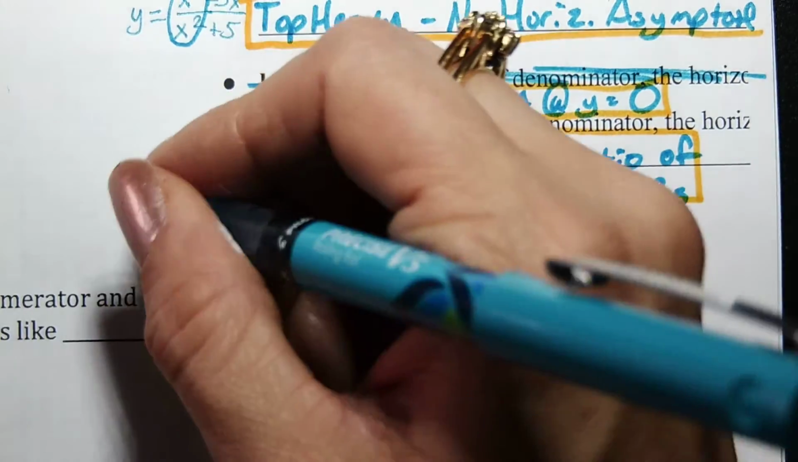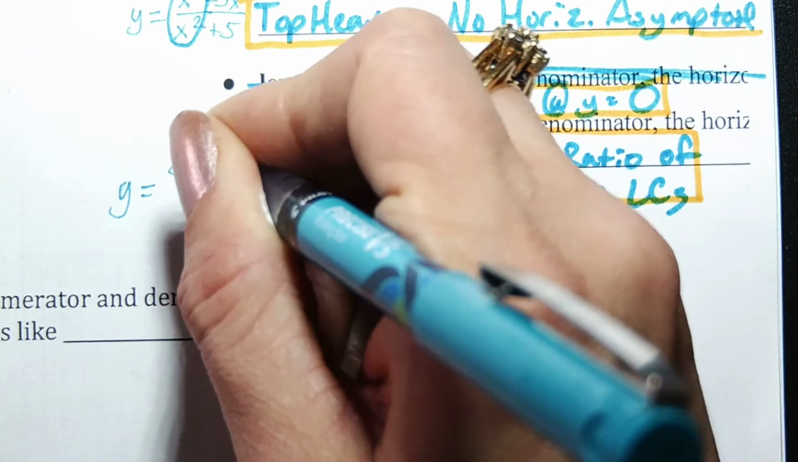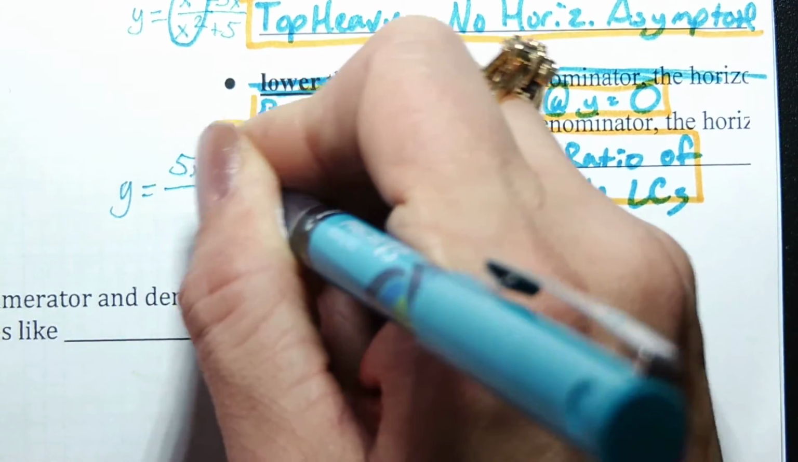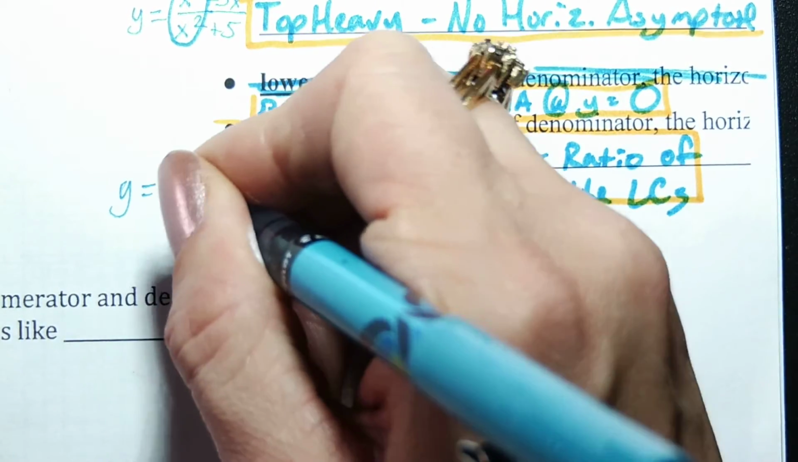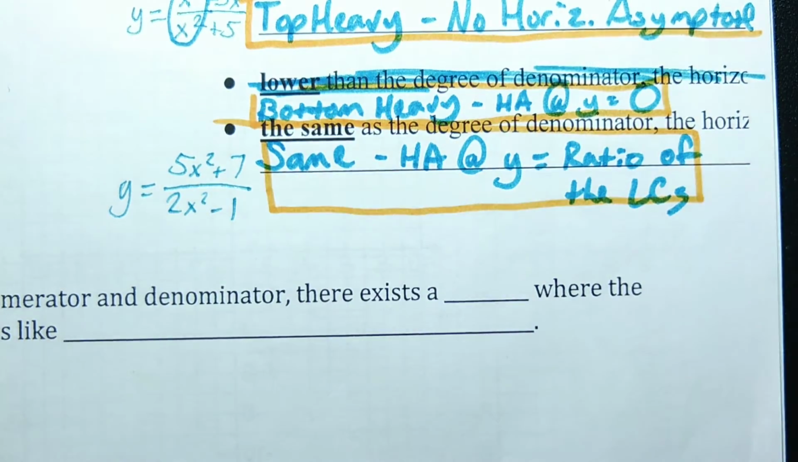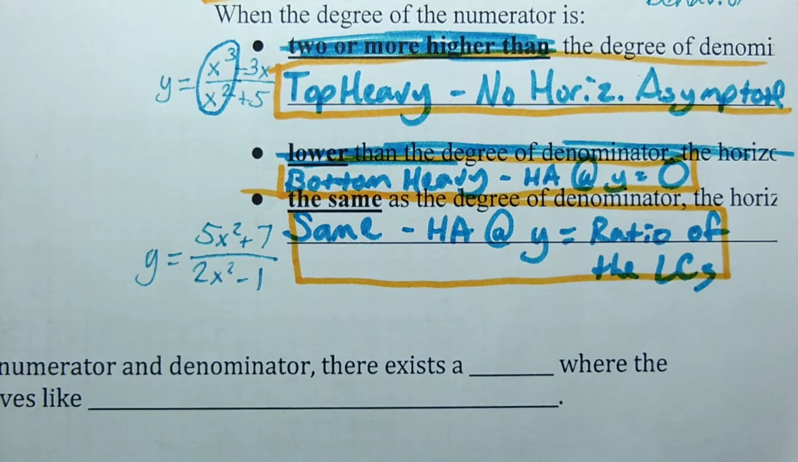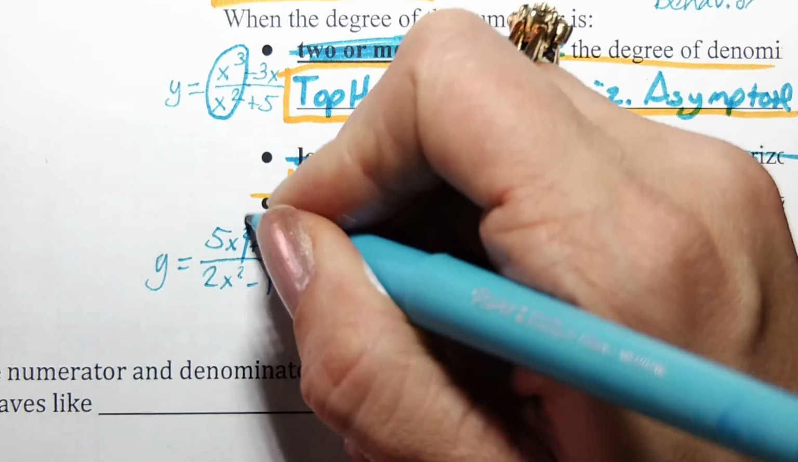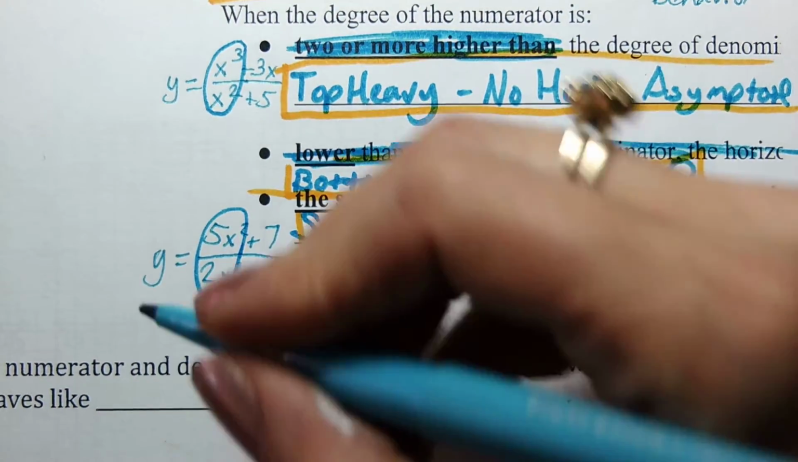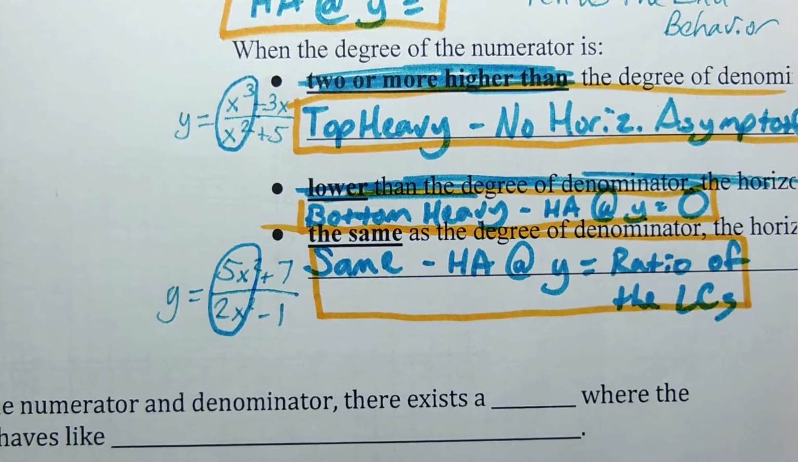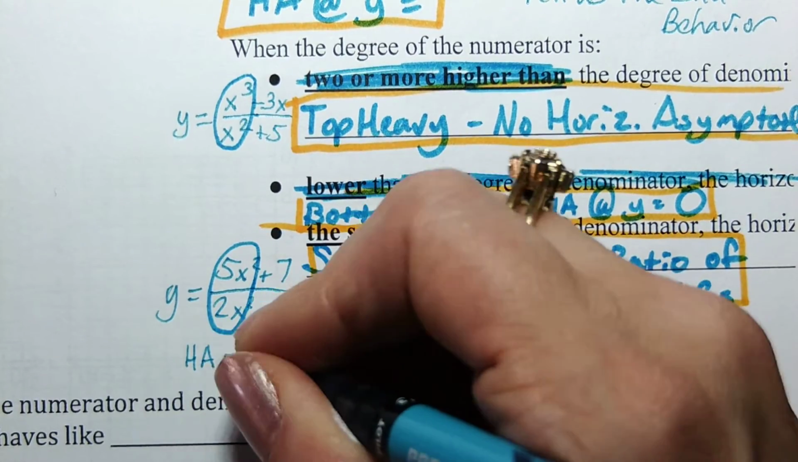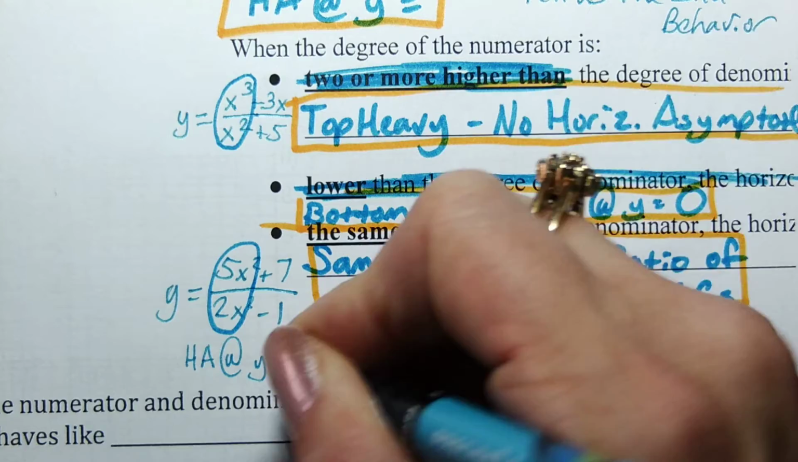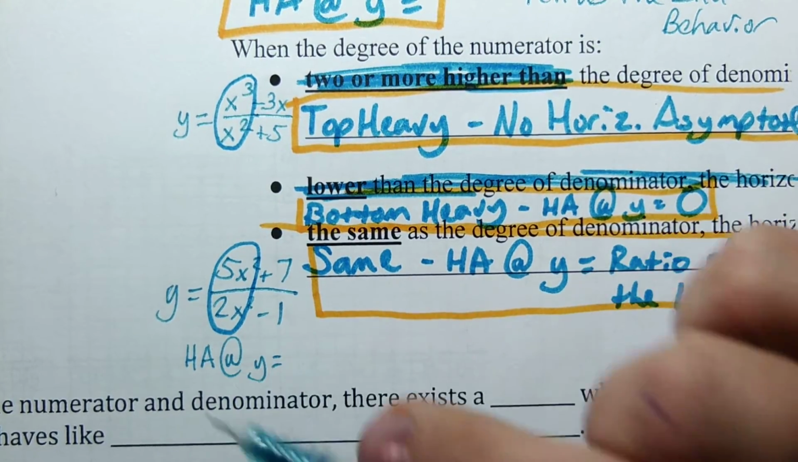So let's say I had y equals 5x squared plus 7 over 2x squared minus 1. If I compare those two degrees, we've got x squared on the top and x squared on the bottom. So these would have the same degrees. And so our horizontal asymptote for this one would be at y equals 5 over 2.